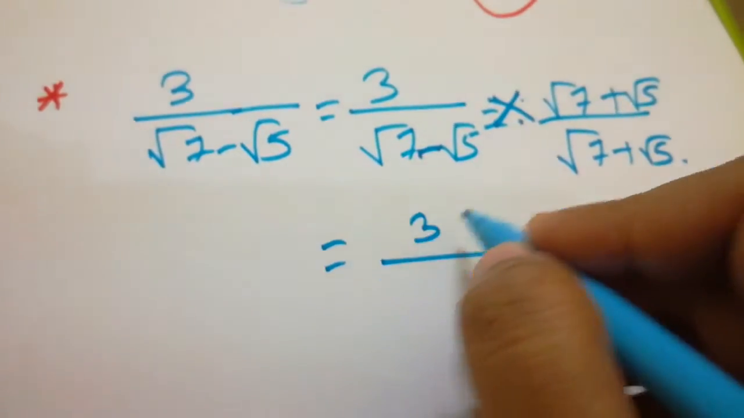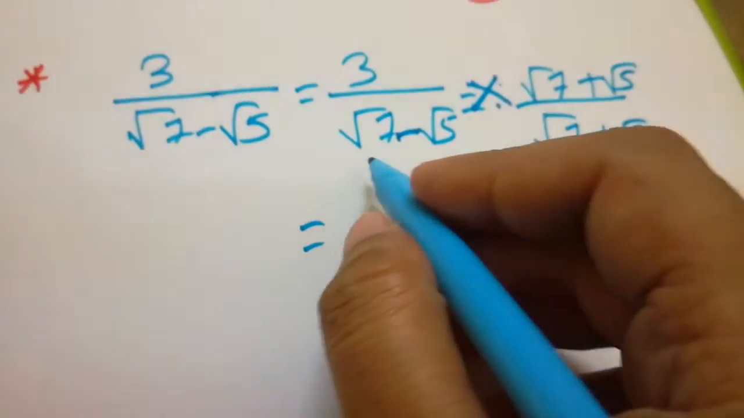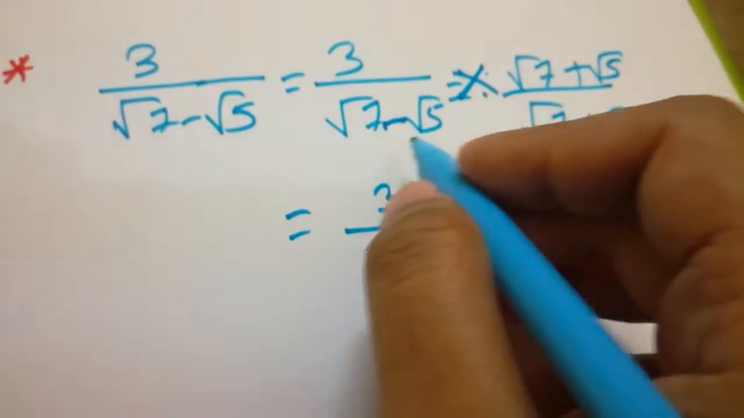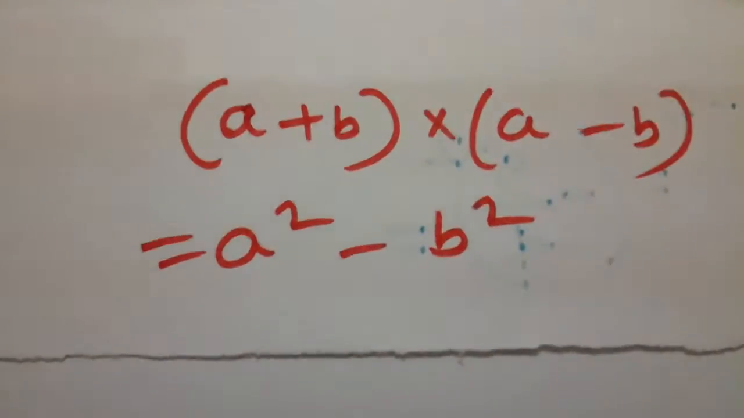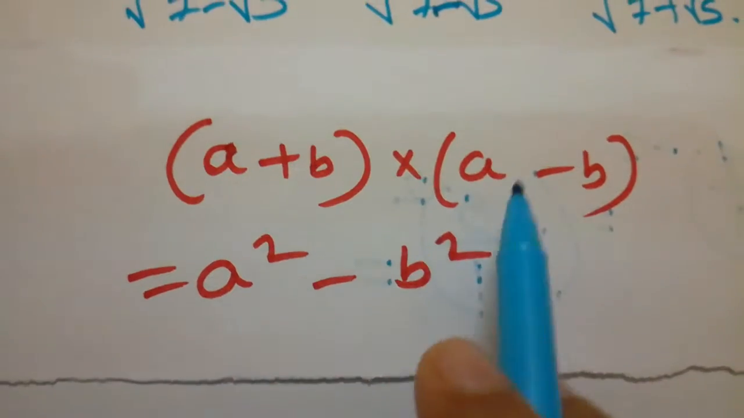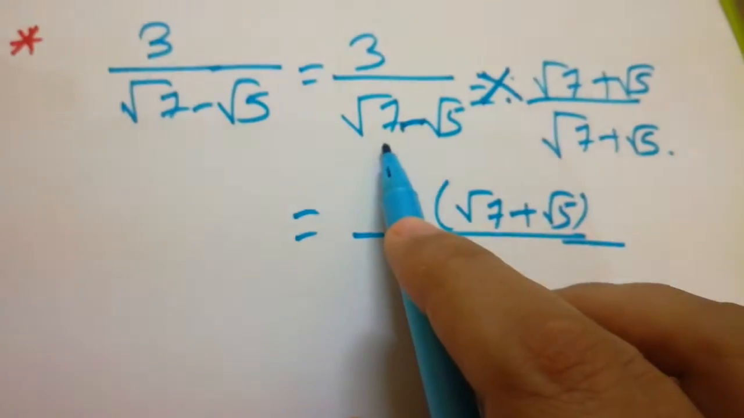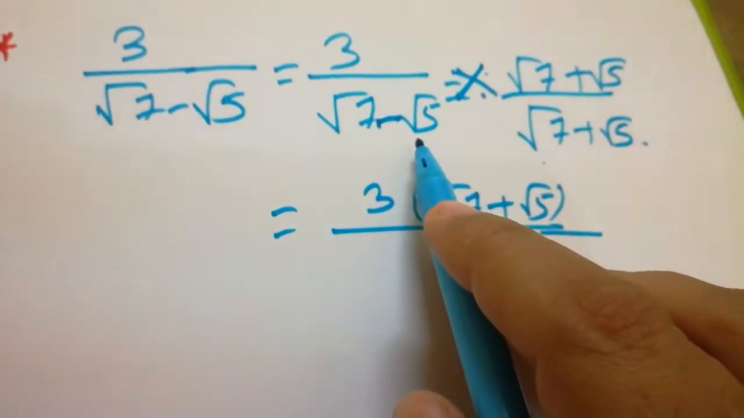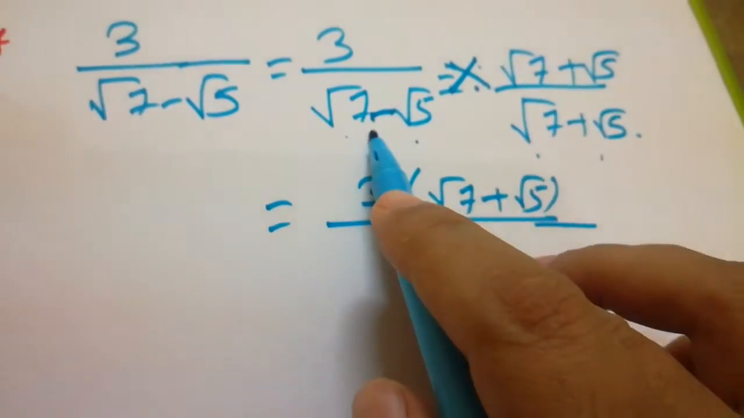Equal to 3 into root 7 plus root 5, and in the denominator root 7 minus root 5 into root 7 plus root 5. Here we use a formula which is a plus b into a minus b equal to a square minus b square. And let's see: root 7 minus root 5 into root 7 plus root 5. Here root 7 is a and root 5 is b.